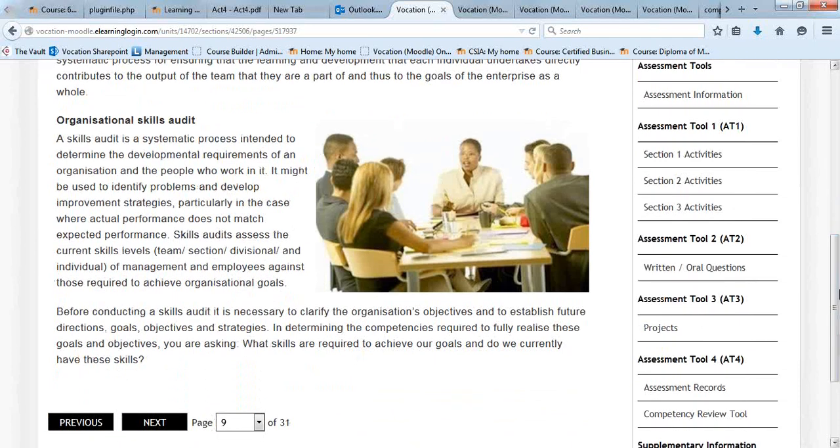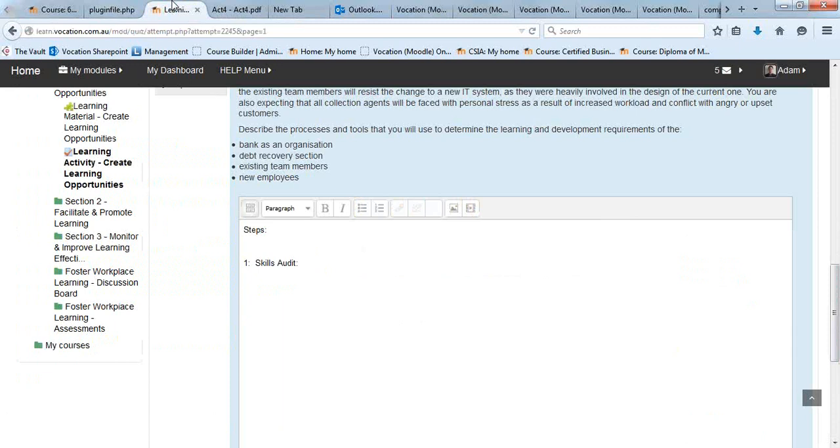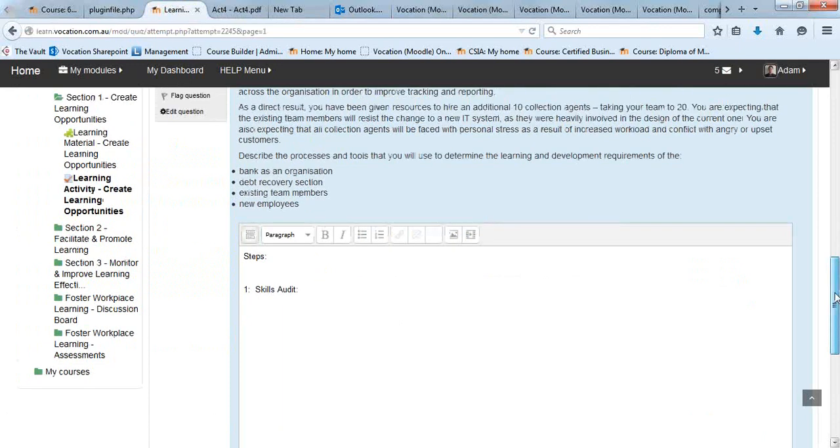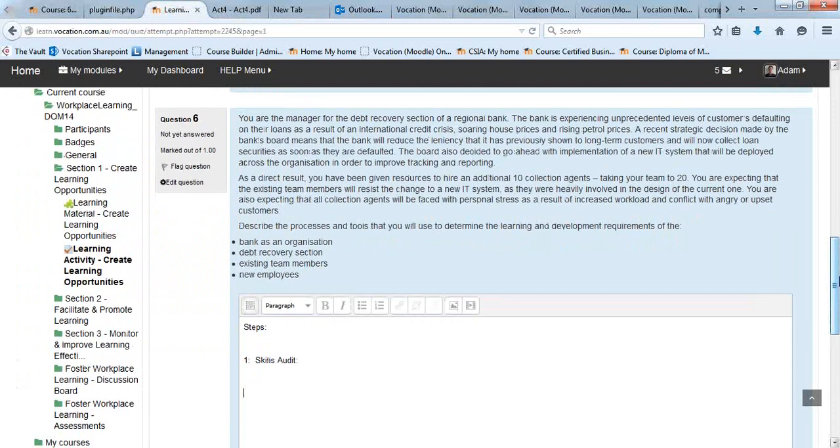So I need to know what the skills are for, oops, where are we? I'm going back to the question. Sorry, you want me to go back? Yep, that would be awesome. Okay, so I've got the bank as an organisation, I've got the debt recovery section, I've got my existing team members, and I've got my new employees.